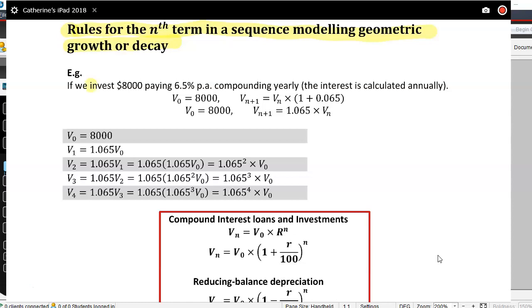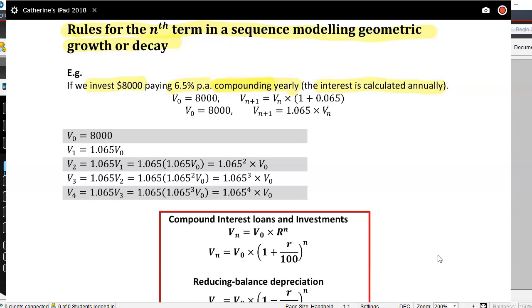So if we invest $8,000, remember invest means putting it into the bank or something like that, paying 6.5% per annum, compounding yearly. That means the interest is calculated yearly or annually. Remember that compounding says how often we calculate interest. So for this example, we're just compounding yearly.